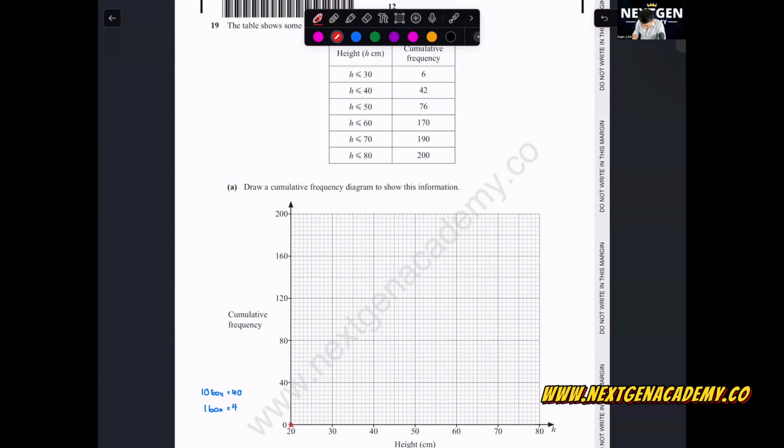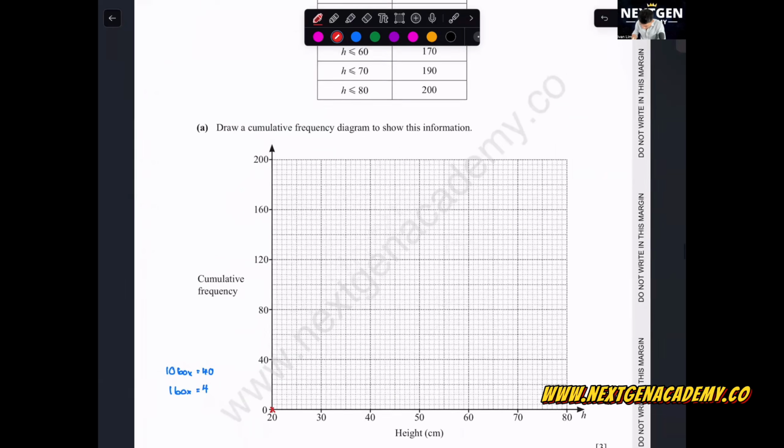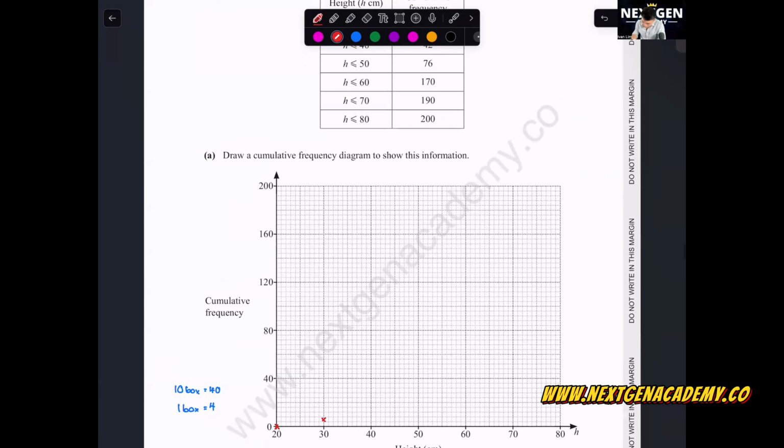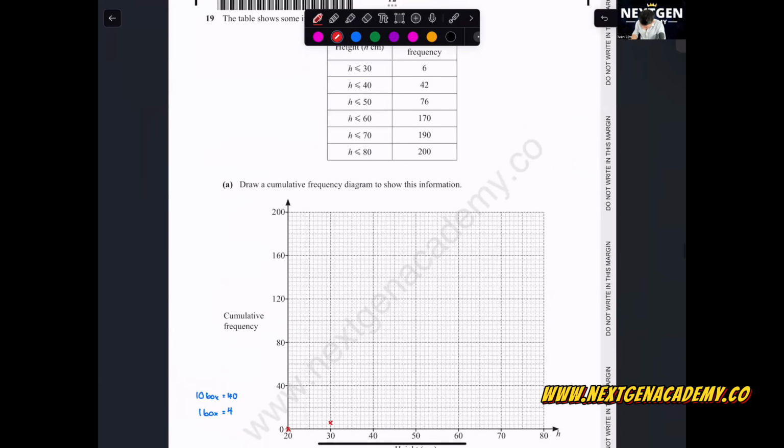We will start with 0. For cumulative frequency, always start with 0. Then 30, we will get 6. 6 will be 1.5 boxes. 42. Where's 42? 42 will be here, in between. Next one, 50 is 76, one box before the 80. 60 is 170. 170 is 2.5 boxes above the 160. 70 is 190. 190 will be here, and then the final one. Remember your graph should be a nice curve. The shape is like that.